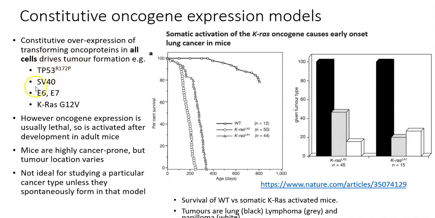Now we can take these oncogenes and dominant negative P53 mutations and drive their expression in all cells within the mouse. However, because they're dominant in activity, they're usually lethal. So you can't just create a KRAS G12V mouse because it will not develop.